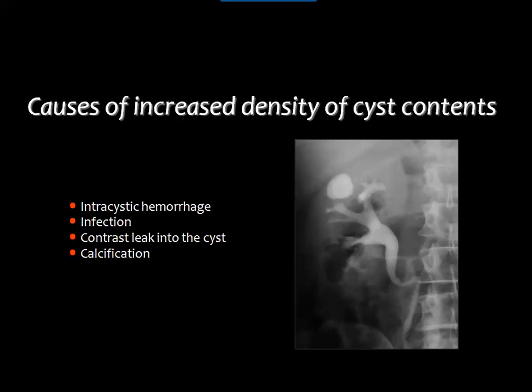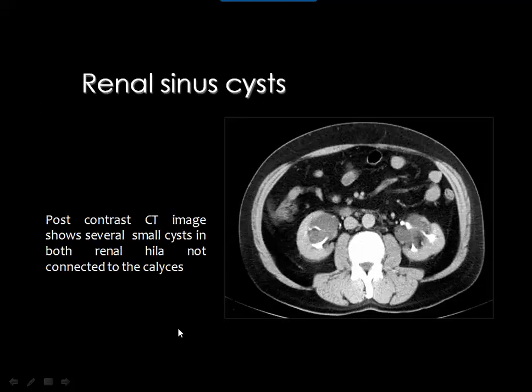What are the causes that lead to increased density inside the cyst? Either the cyst may contain hemorrhage, or be secondarily infected with the resultant pus inside the cyst, or the contrast may leak into the cyst itself, or there may be some calcification. This is actually a calyceal diverticulum, and you see the connection of the lesion to the pelvicalyceal system with simultaneous opacification with the excreted contrast as well as the collecting system.